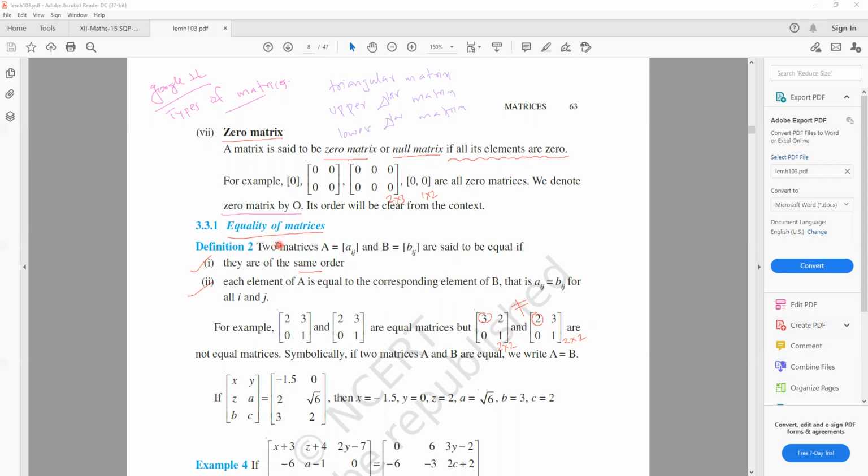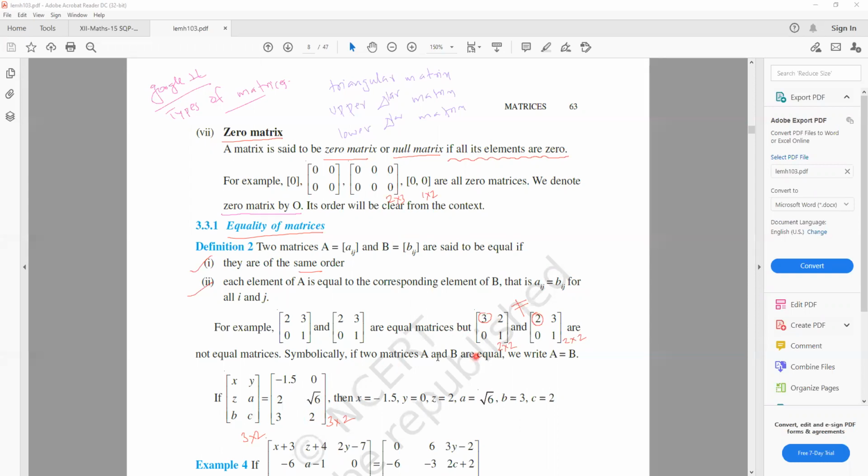So two matrices are equal, two conditions. First of all, their order should be same. Second, each element of the first matrix should be equal to the each element of the second matrix. Clear? So here two matrices are given. इक्वल है तो इक्वल है करके इसका ऑर्डर देखो 3 rows 2 columns, इधर भी 3 rows 2 columns. सो इक्वल है तो x का वैल्यू -1.5 होना चाहिए, y का वैल्यू 0 होना चाहिए, z का वैल्यू 2 होना चाहिए, a का वैल्यू √6 होना चाहिए, b का वैल्यू 3 होना चाहिए, c का वैल्यू 2 होना चाहिए.